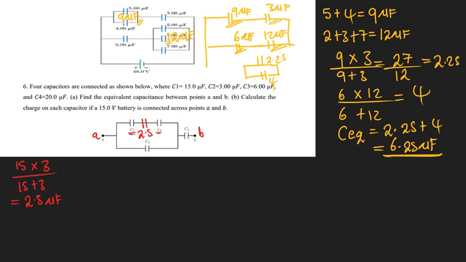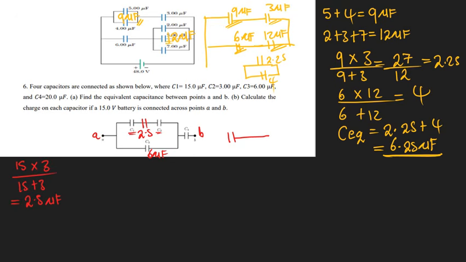So it's going to be in parallel with C3. What is C3? C3 is 6 microfarad. So we can try to add. When we add them, we are going to have a single capacitor, which is going to be here. So let's try to add them.